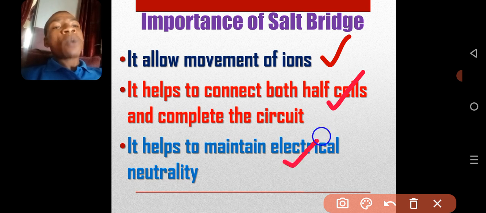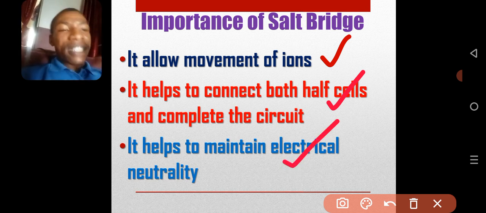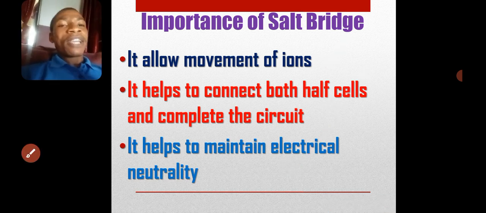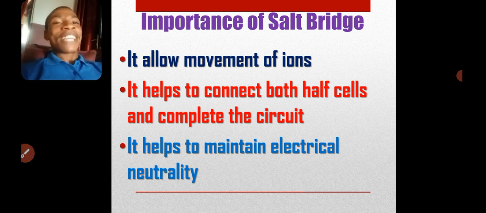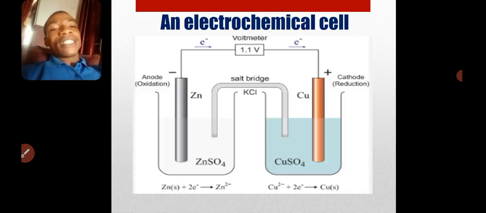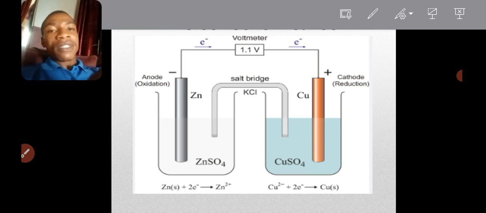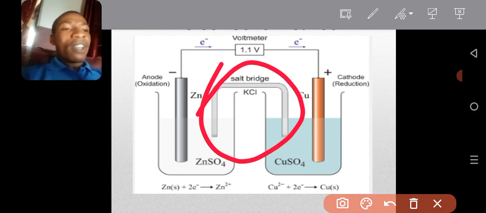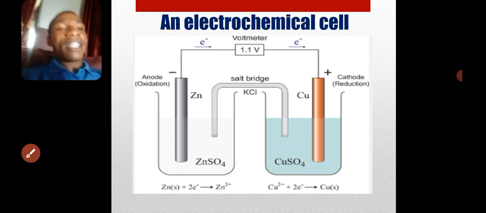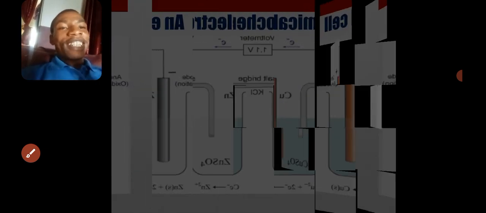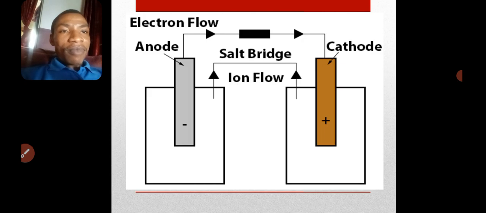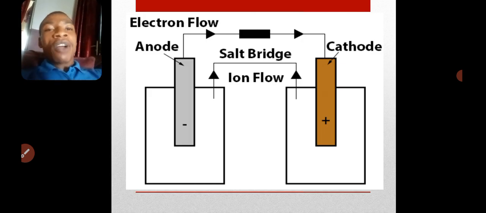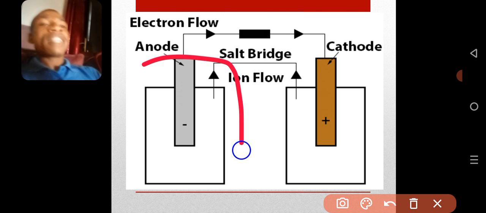Number three, it helps to maintain electrical neutrality across the circuit. And number four, if you want to add one more, it helps to complete the cycle. So you need the salt bridge to complete the circuit. The function is very germane in an electrochemical cell.